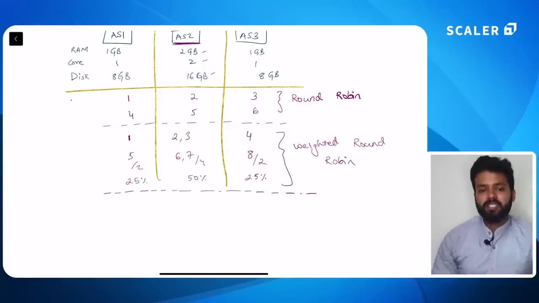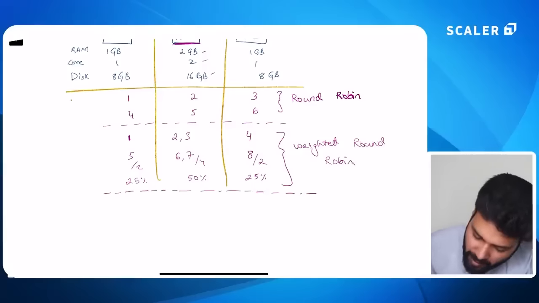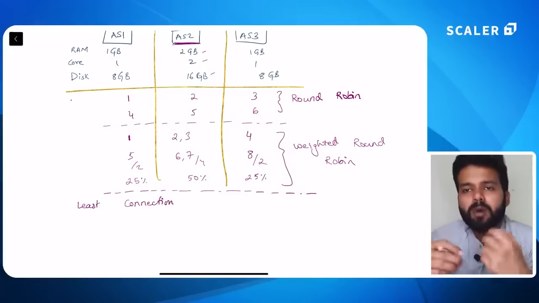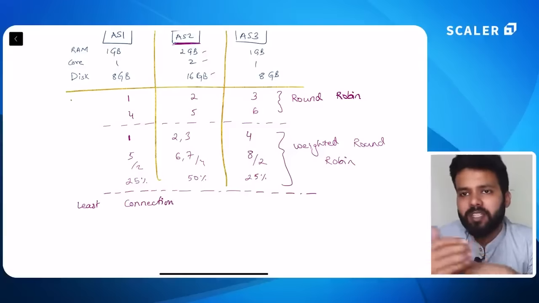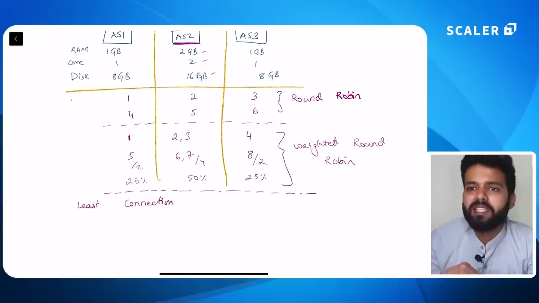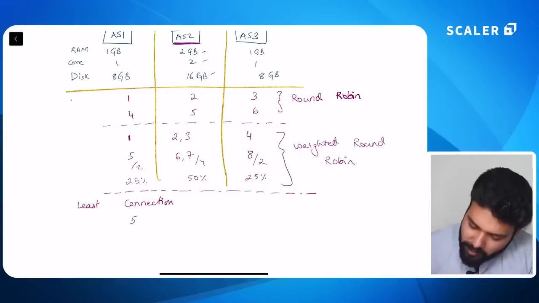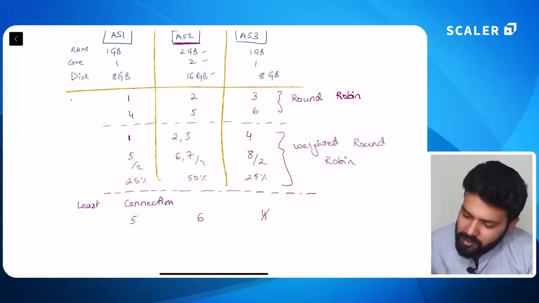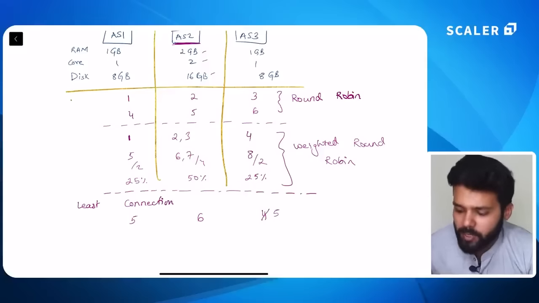The other routing strategy worth mentioning over here is the least connection routing strategy. Least connection looks at the number of active connections that are there with the application server, and the server with the least number of active connections will get the next new incoming request. For example, if there are 5 connections to application server 1, 6 connections to application server 2, and let's say 4 connections to application server 3, the next incoming request will go to application server 3 and this number will increase to 5. As soon as this request is processed, the number will again decrement to 4.